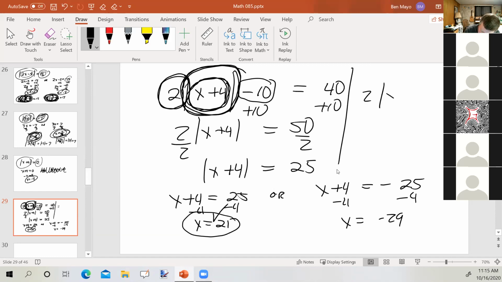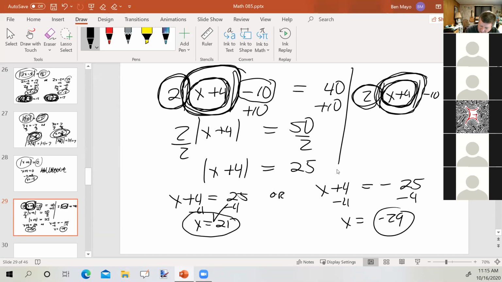Let's see. It was 2 times the absolute value of x plus 4, minus 10, equals 40. If x is negative 29, what's negative 29 plus 4? Negative 25. What's the absolute value of negative 25? 25. What's 25 times 2? 50. What's 50 minus 10? 40. 40 equals 40. Check.